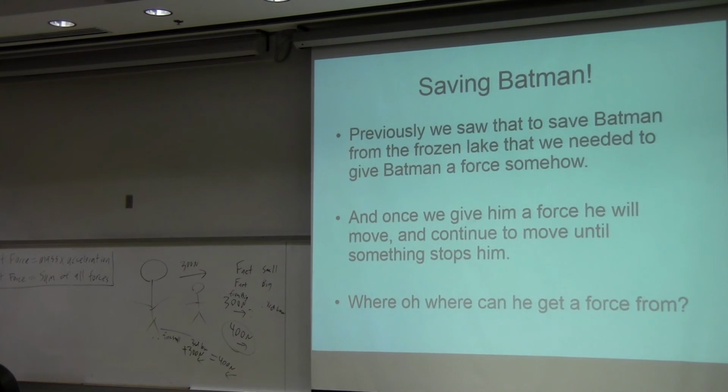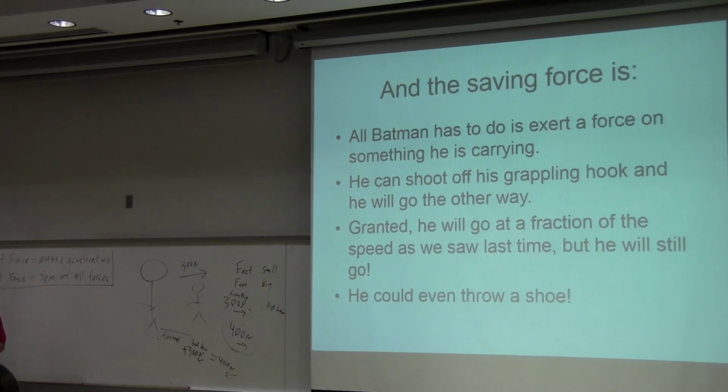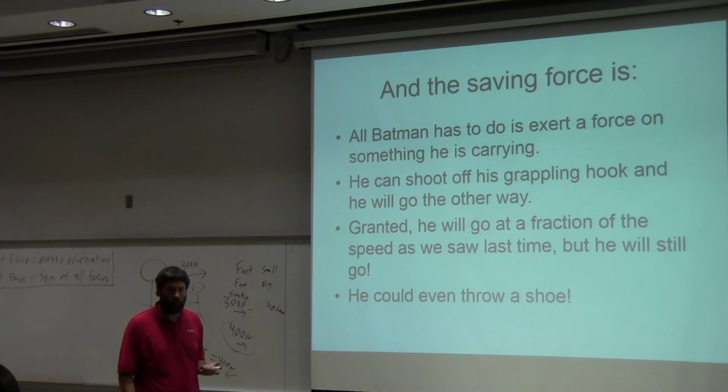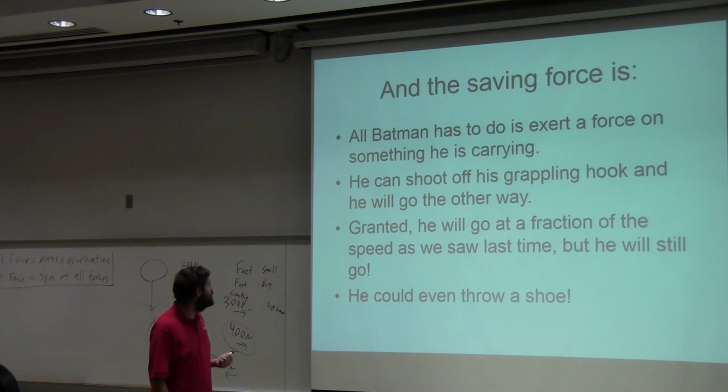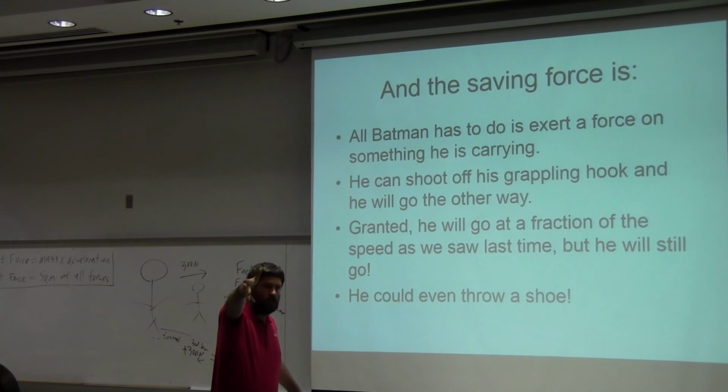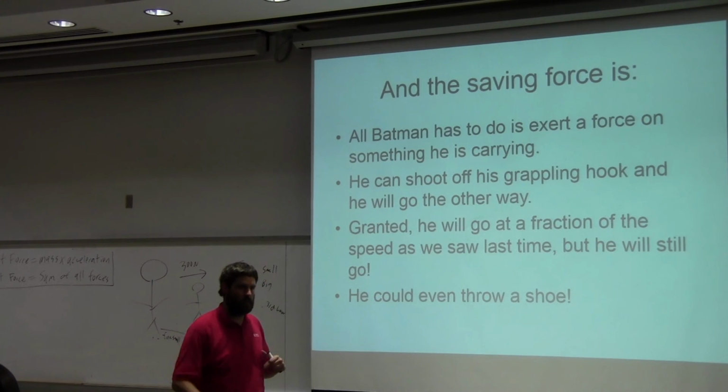And here are some possible answers. So, if he's got a gun, which Batman usually doesn't, he could shoot the gun. The recoil will push him back the other way. And then he could throw the gun. If he throws the gun, he's applying a force to the gun. The gun is then going to apply a force to him in the opposite direction. Gun goes one way, he goes the opposite direction.